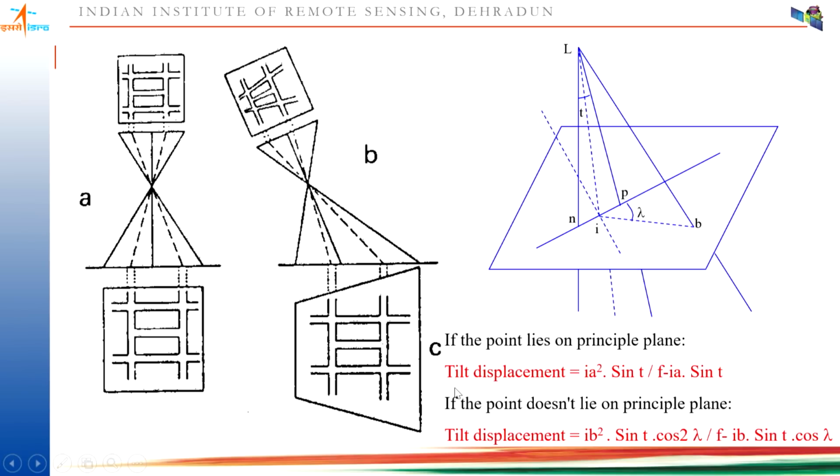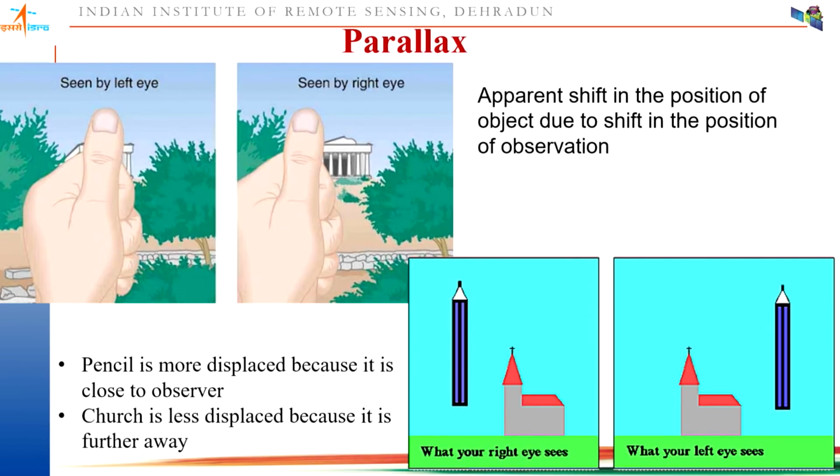Okay. So this is the formula for tilt displacement. Generally, tilt displacement we don't consider in photogrammetry. Only if the tilt is more than 3 degrees, we remove these photographs, because the formulas of vertical photographs will not be applicable on tilted photographs. Now, another very important concept is parallax, stereoscopic parallax. Now, what is stereoscopic parallax?